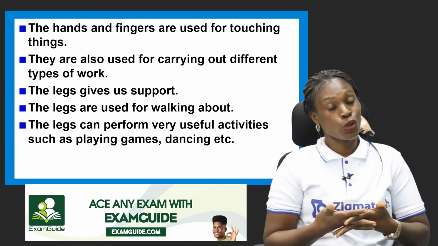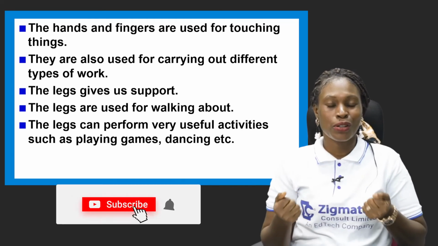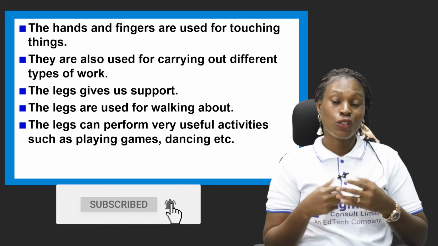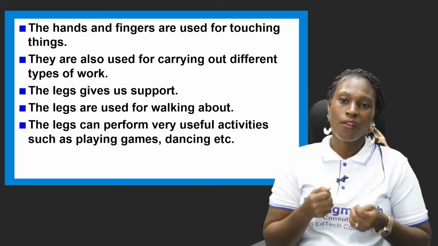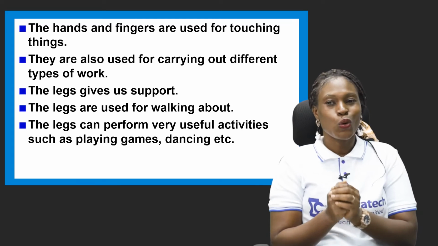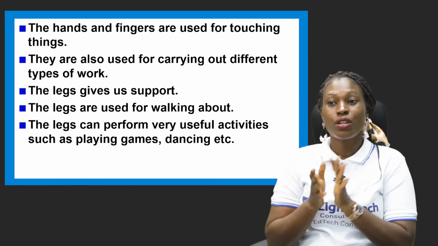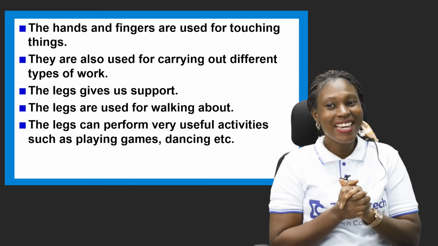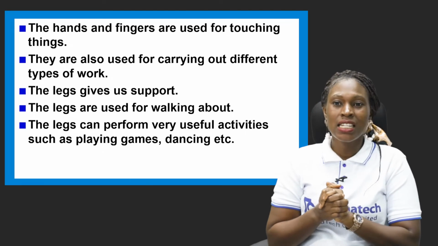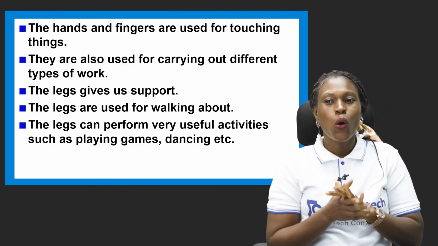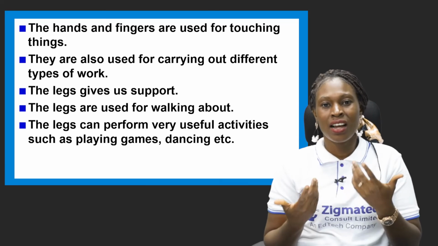Then the legs give us support. Our legs give us support. They give us balance. Then the legs are used for walking about as well. We use our legs to walk from one point to the other. And also, the legs can perform very useful activities such as playing, dancing, jumping, running, walking, a whole lot of these things. So that's what the legs can do.